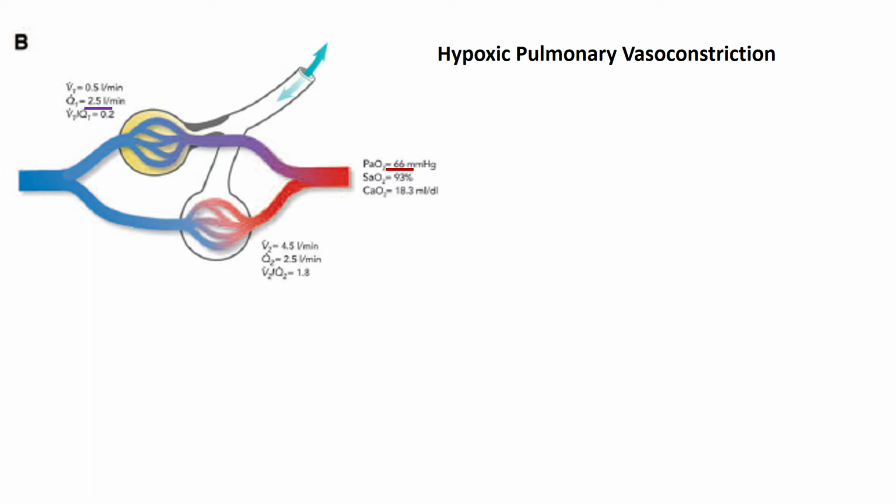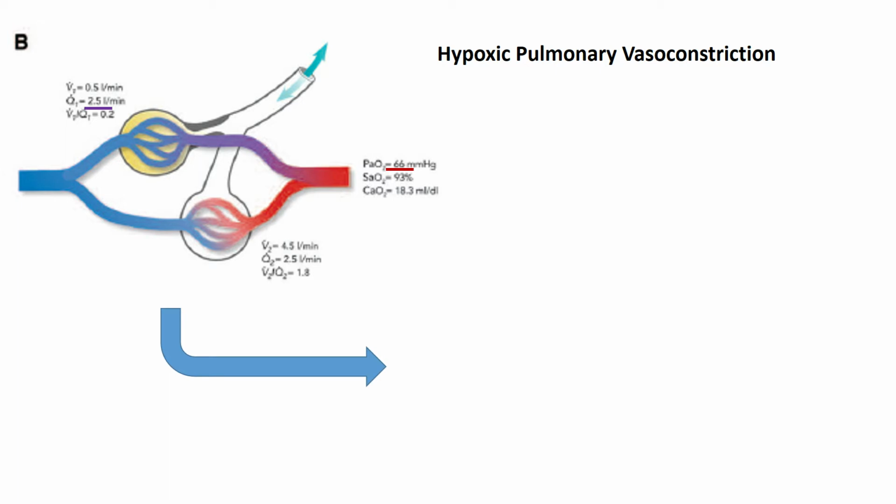In this diagram, you can see that one of the alveoli has decreased ventilation, perhaps due to infection. In this case, ventilation is reduced, but the flow is similar to that of the well-ventilated alveoli. As a result, there's increased shunt fraction and a reduction in the overall arterial partial pressure of oxygen, or PO2.